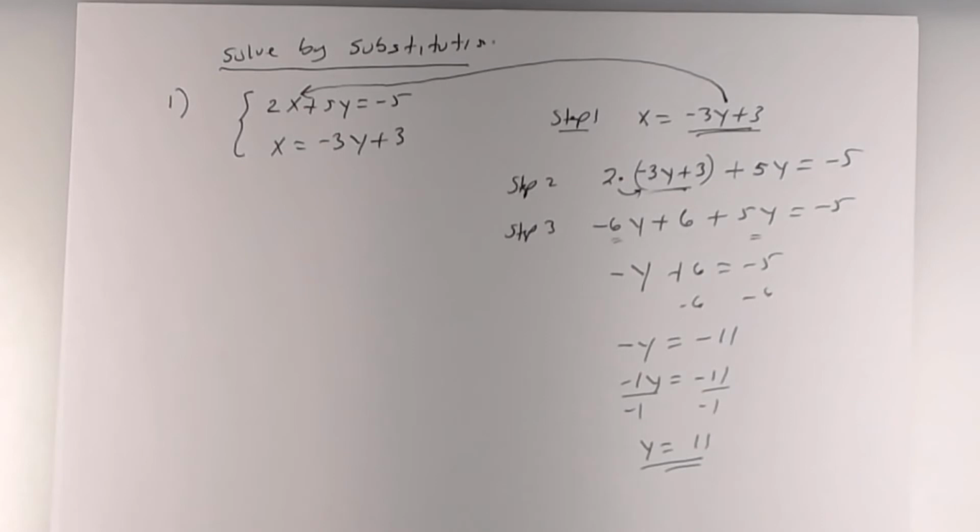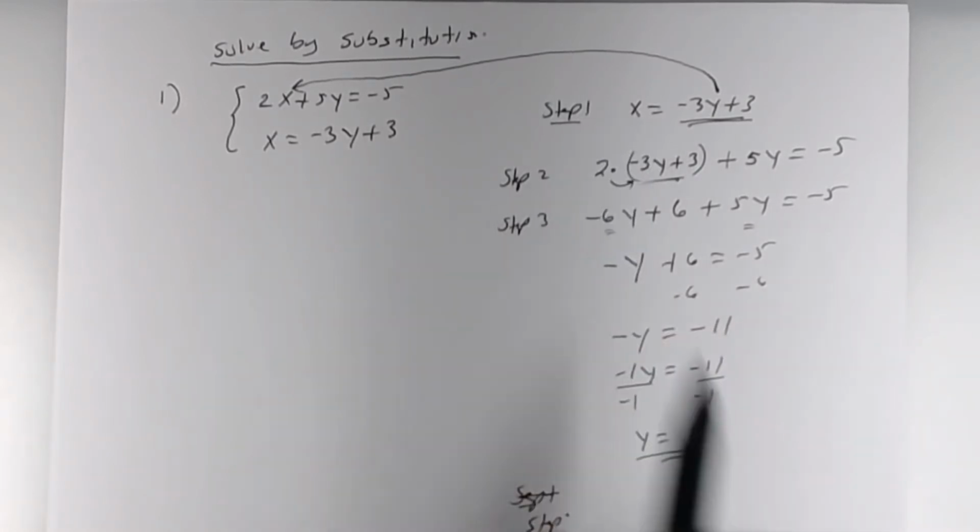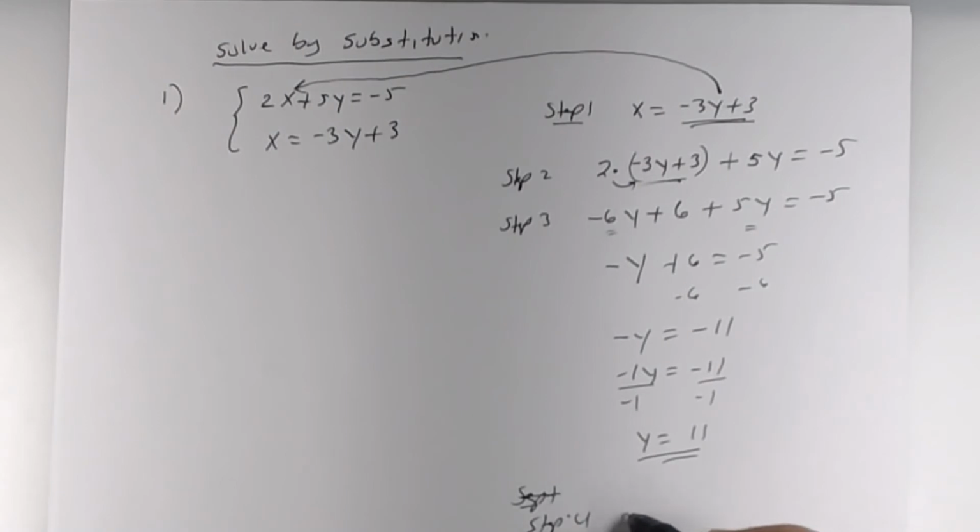And all you do now is find the other coordinate. What coordinate is missing? X. All you do is go back to step 1, because in step 1 isn't x already by itself? Yeah. So step 4 is to find the other solution, the other point, the other coordinate.